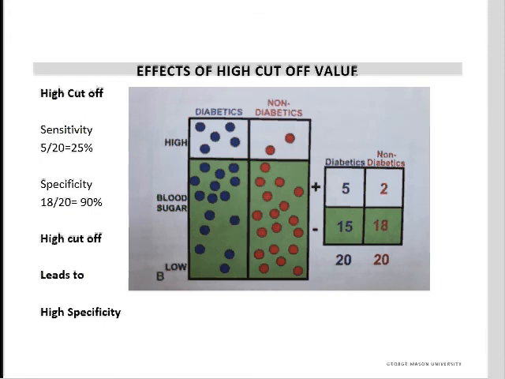If we decide for a high cutoff level, then in this example, we see very few people qualified to be diabetics. There are many people who were diabetic but were not identified as diabetics. Hence, we have a lot of false negatives. In this example, the true positives are 5 by 20 giving us a sensitivity of only 25%. But the specificity is 18 divided by 20 or 90%. So high specificity is reported.